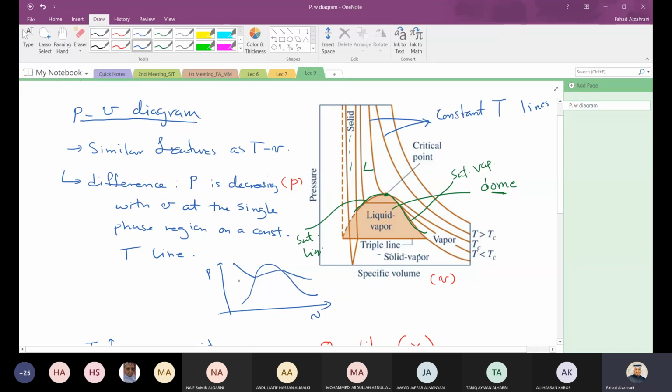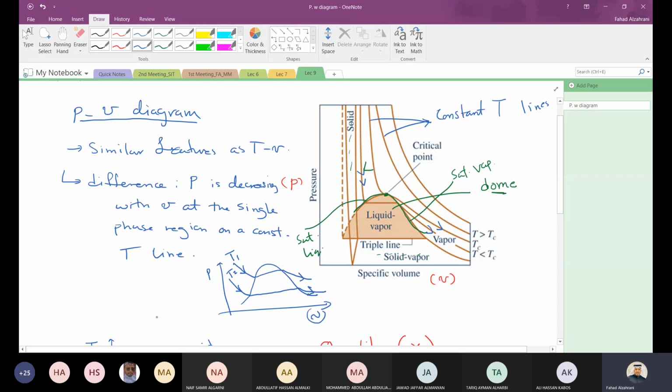The pressure is decreasing along the constant temperature line. So this is, let's say, T1, for example, this T2. We notice that the pressure is decreasing, and you see it here. The pressure is decreasing with the volume along the constant temperature. And you can think of it this way: the pressure is decreasing with the volume.